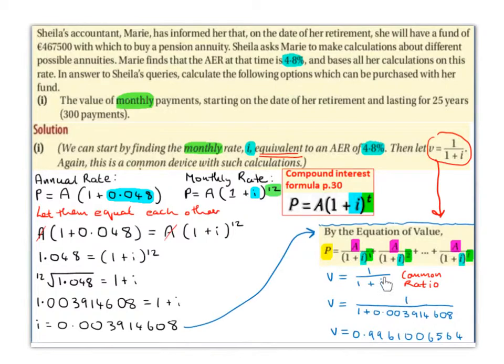So I'm going to swap the i for 0.00391468, and 1 plus 0.00391468 gives us 1.00391468, and 1 divided by that gives us 0.9961006564. So this is v.